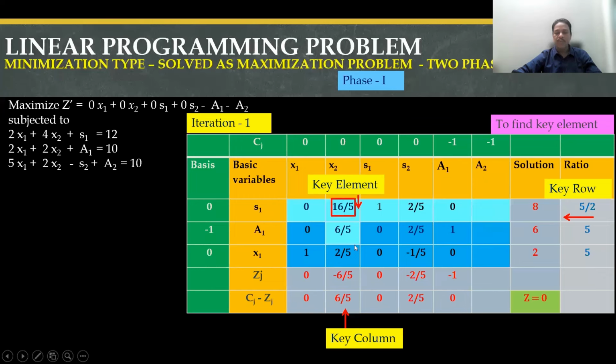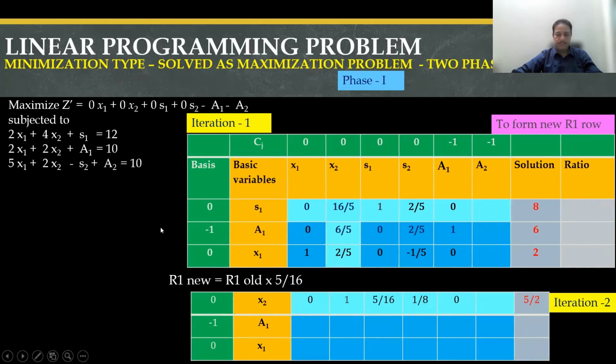And what is the importance of the key element? I have told you just now, the key element should be made 1 in the next iteration, and the other entries in the key column should be made 0. So let us do that. So here you can see the key element 16 by 5 is made 1 by this row operation, that is R1 new equals R1 old into 5 by 16.